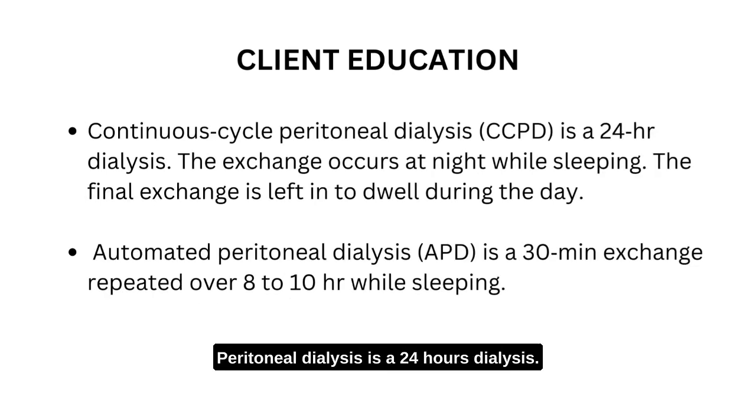Continuous cycle peritoneal dialysis, CCPD, is a 24-hour dialysis. The exchange occurs at night while sleeping. The final exchange is left in to dwell during the day. Automated peritoneal dialysis, APD, is a 30-minute exchange repeated over 8 to 10 hours while sleeping.